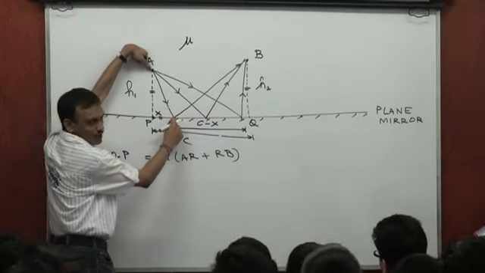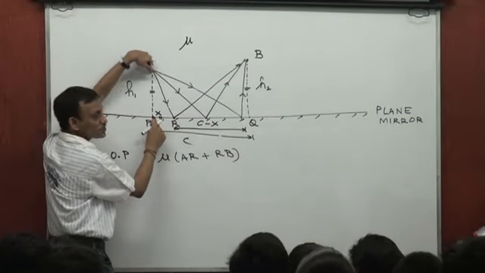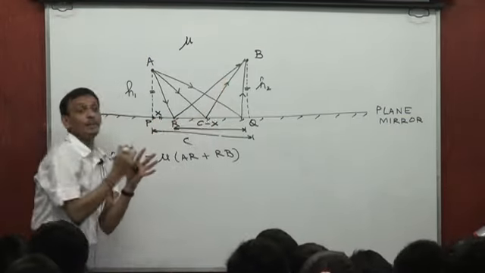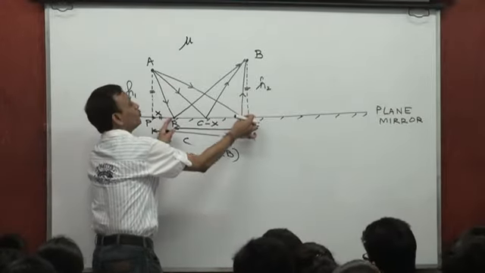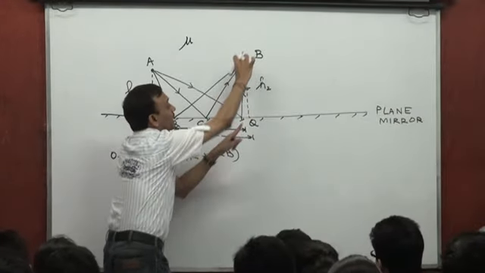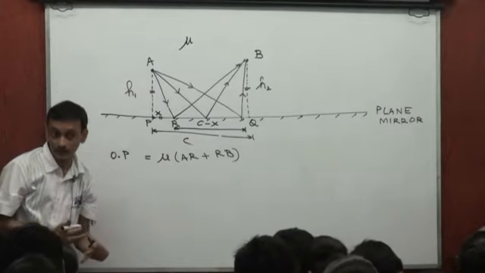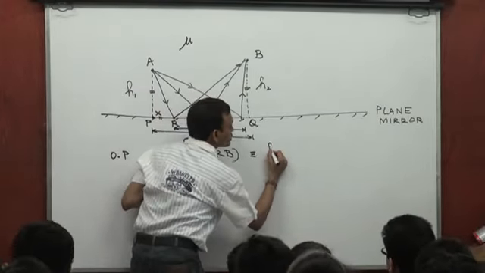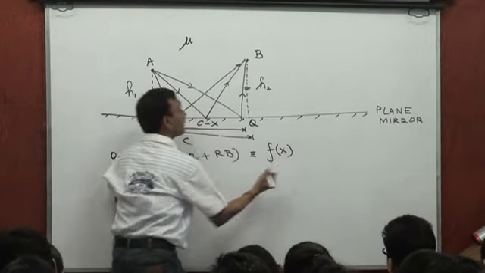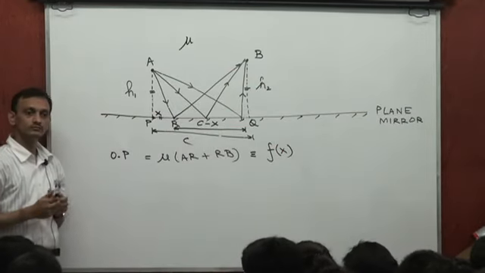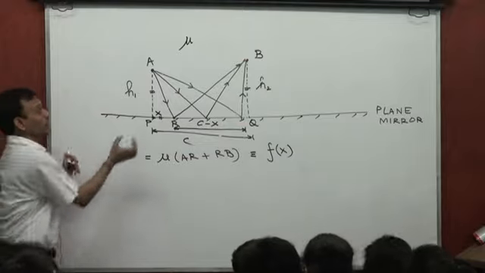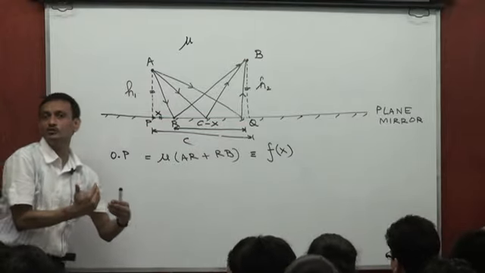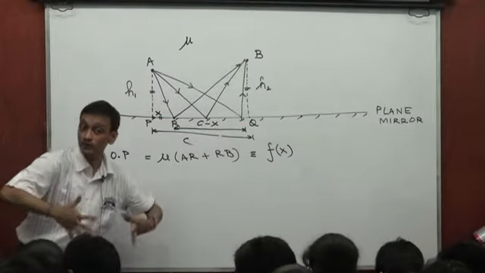So AR will depend on X, root H1 squared plus X squared. RB would depend on X, because RB would be root C minus X whole squared plus H2 squared, and so on and so forth, right? So then, this would be a function of X. The optical path will depend on X. For different values of X, you're going to arrive at different optical paths.